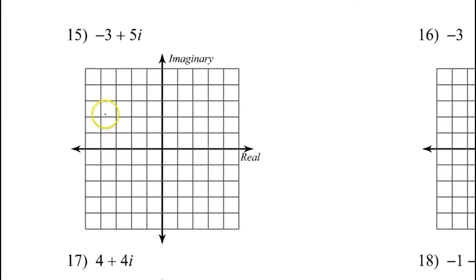Okay, so number 15, real and imaginary. That's left 3, up 5. So I'm going to go left 3 and up 5. -3 plus 5i will be graphed here.